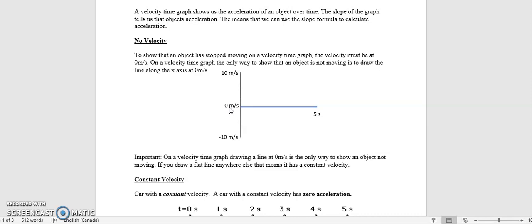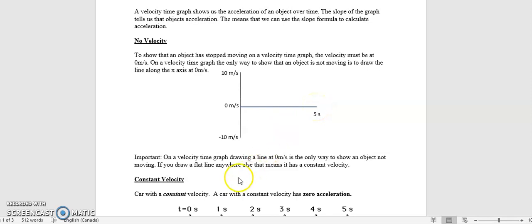So to show that an object has stopped moving on a velocity time graph, the velocity must be at 0 meters per second. And there's only one spot on a velocity time graph that can show that, and that's right along this x-axis here. So you'll notice this line is in blue. That's to show that we drew a line along the x-axis showing that this is 0 meters per second. So this object would not be moving.